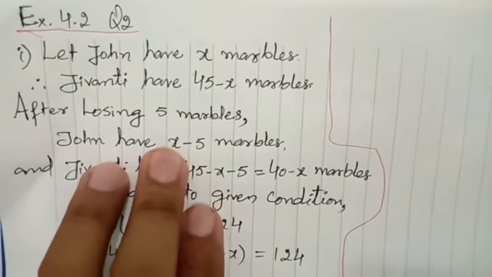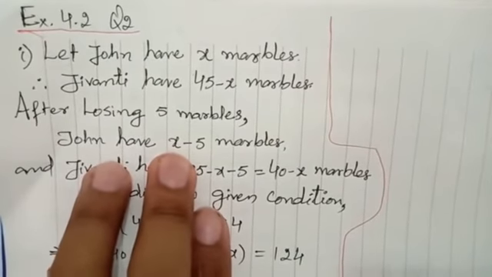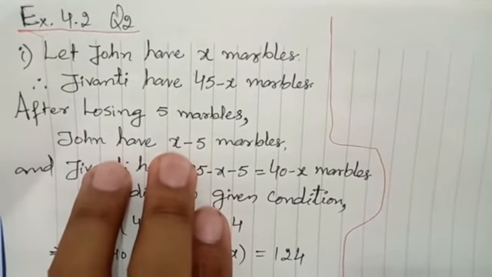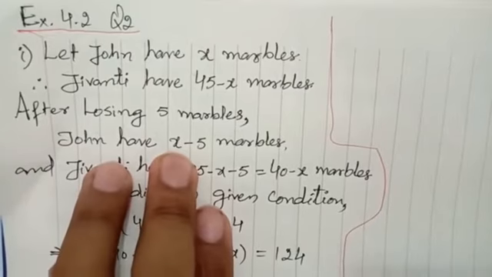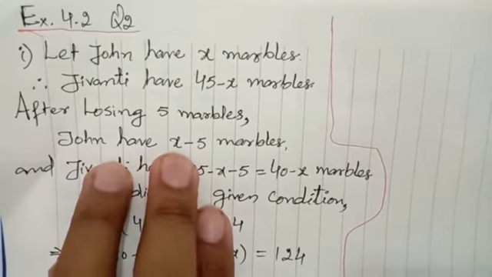In this video, we will solve question number 2 from exercise 4.2, and I hope that you will open your textbooks and see the question. The first part is: John and Jivanti together have 45 marbles. Both of them lost 5 marbles each, and the product of the number of marbles they now have is 124. Find out how many marbles they had to start with.